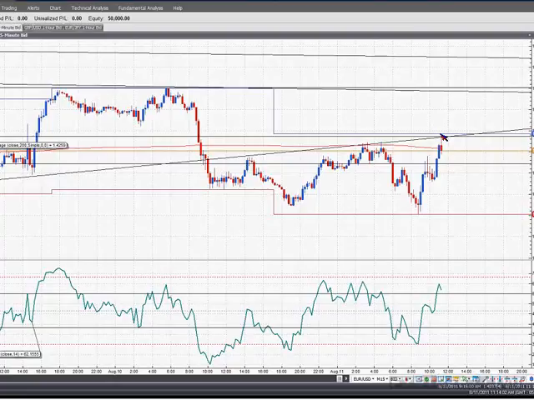Wow, look at this dollar yen. We're just hovering above the record low here. Let me go down to the 1 hour chart.